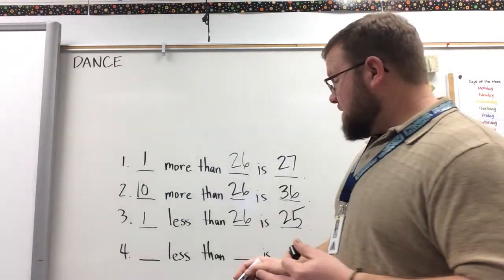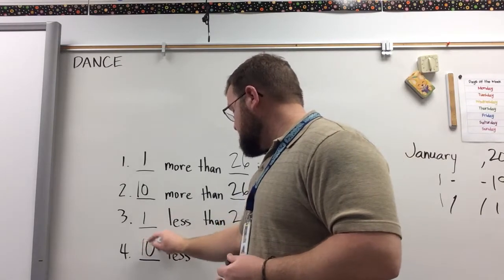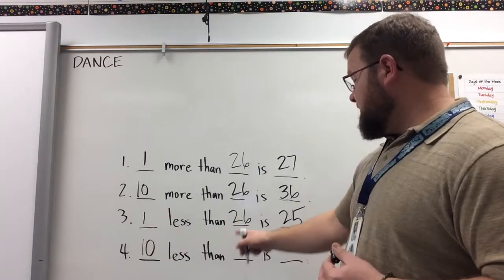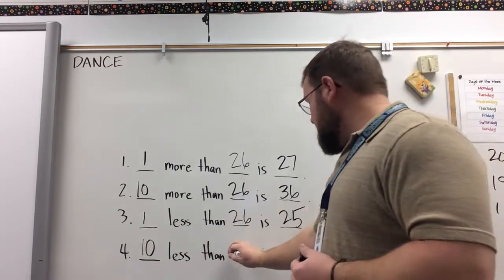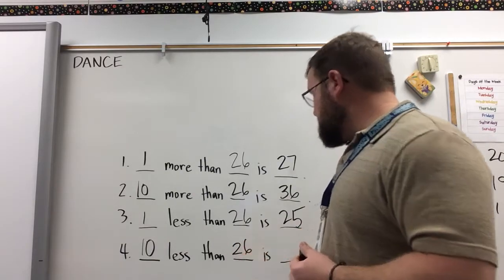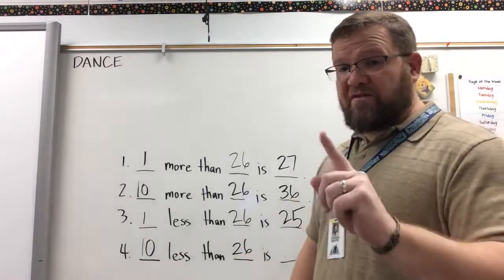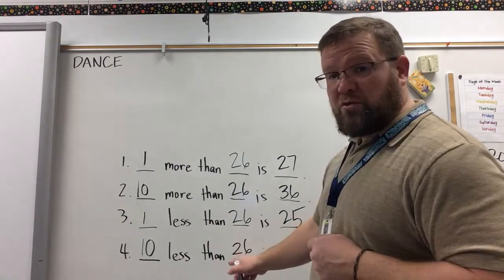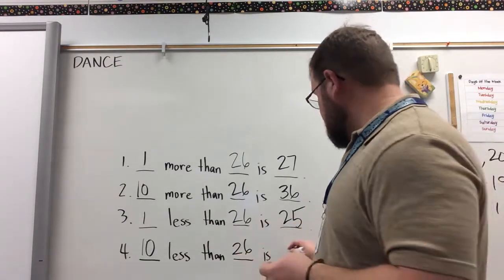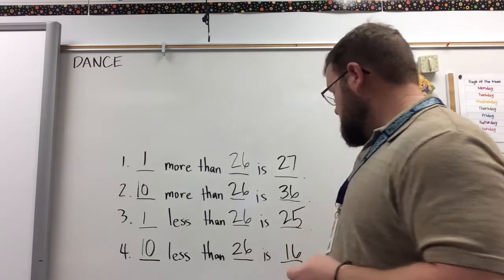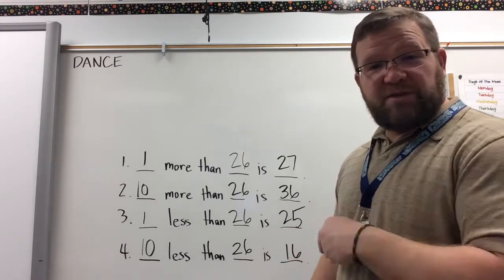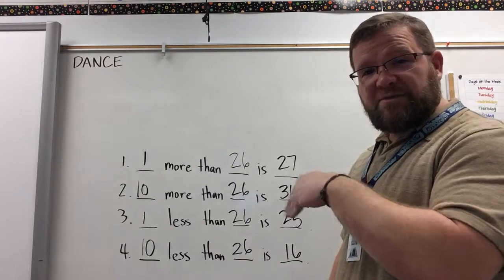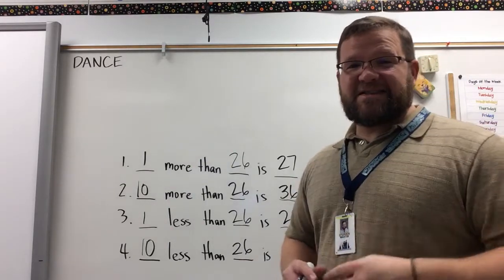Okay? And then we'll do 10 less. And again, all we're going to do is take 10 away from our tens place. We'll take one number away from our tens place. And one number away from 2, 1 away from 2 is a 1. And so our ones place stays the same, and a 1 in the tens place and a 6 in the ones makes 16.